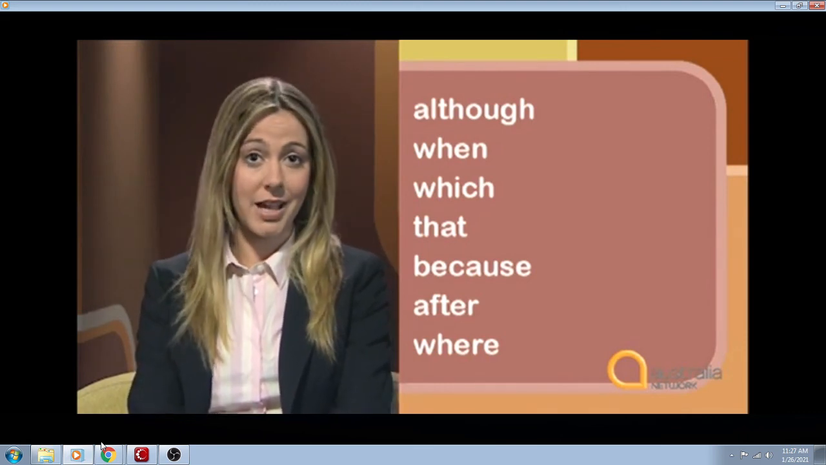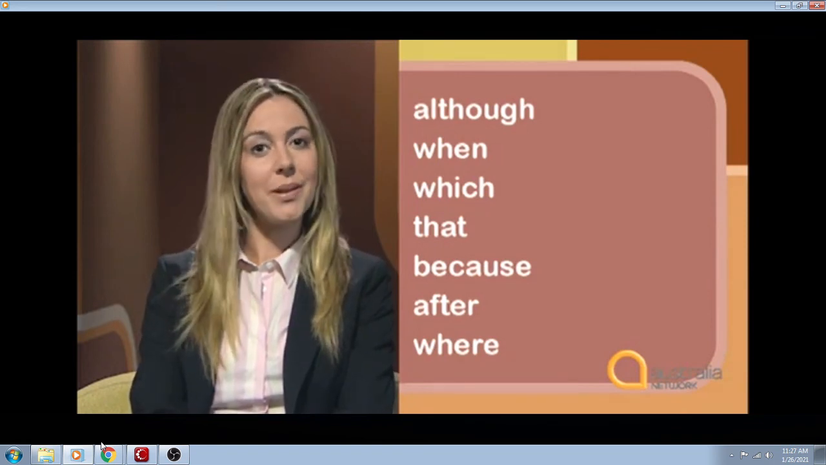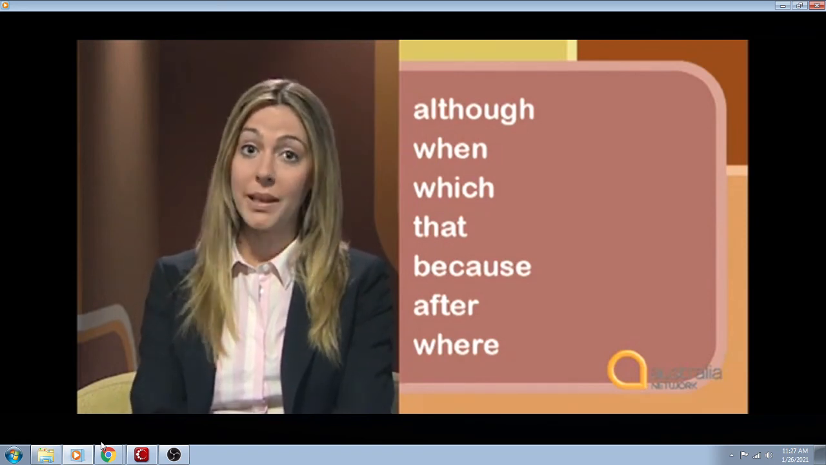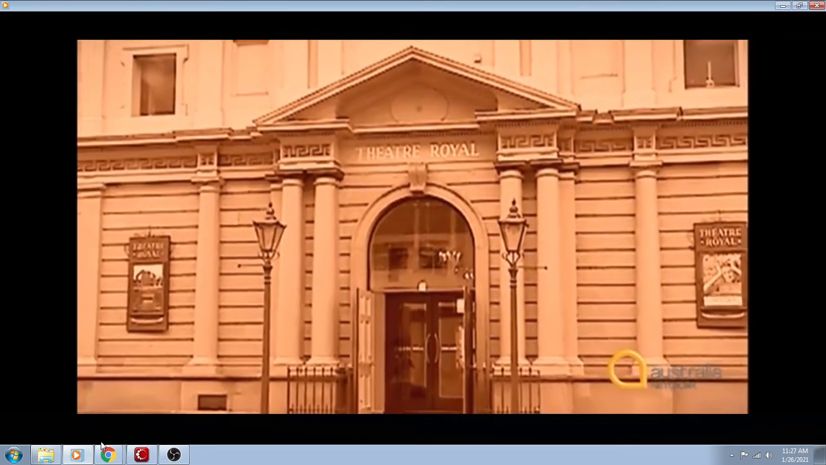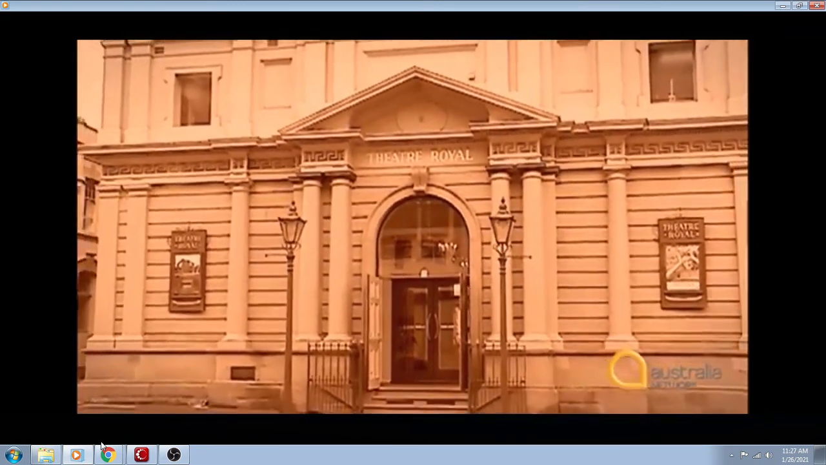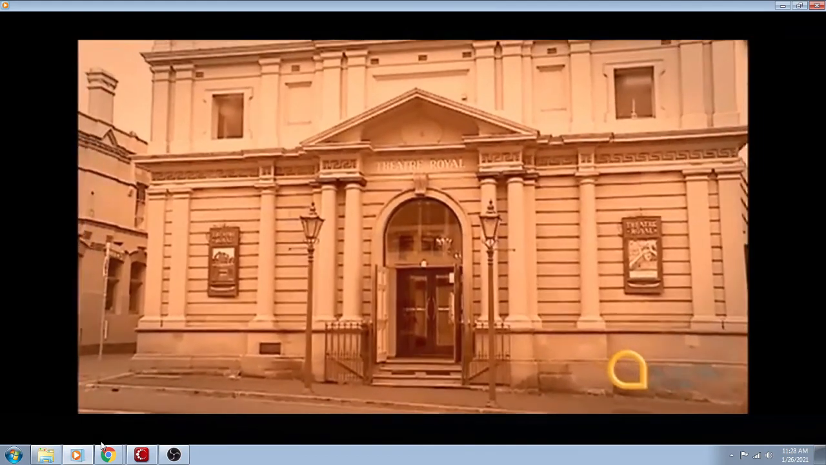There is one other type of sentence, which is a combination of compound and complex sentences like this. When the theatre was first built, it was said to look like a two-storey house, and on the outside of the building you can see the stone windowsills.